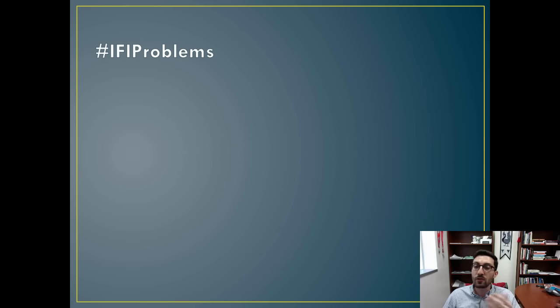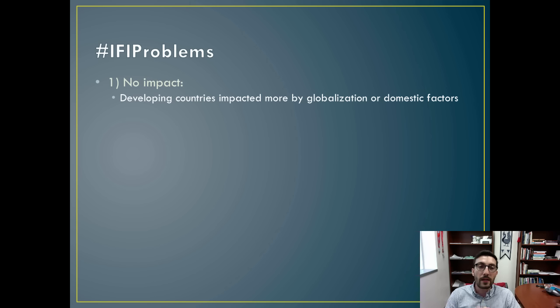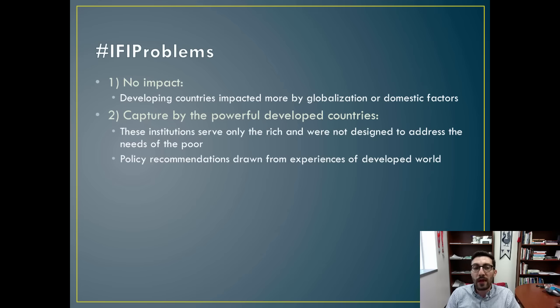So, some of the problems associated with IFIs: it's possible that they have no impact at all, that developing countries are in fact impacted more by globalization or domestic factors, and so these institutions are really ancillary to the results that we're interested in. It's possible that there's capture by the powerful developed countries. This is sort of a realist argument, right, that these institutions serve only the rich and were never designed to address the needs of the poor, and the policy recommendations were drawn from the experiences of the developed world, but not the developing world, so they're ill-suited to actually address the problems in parts of the developing world.